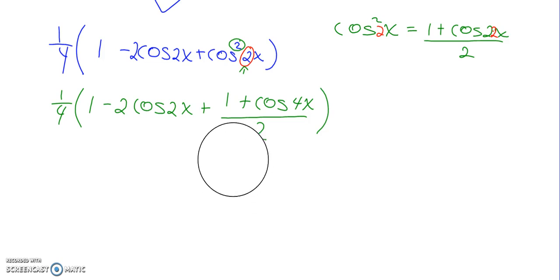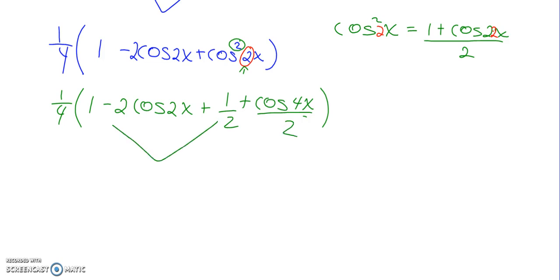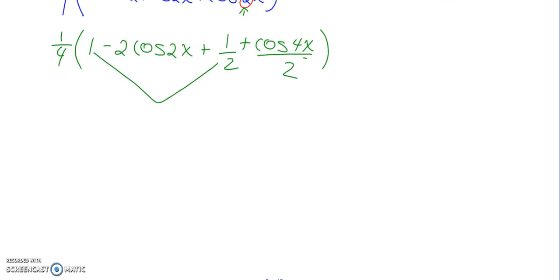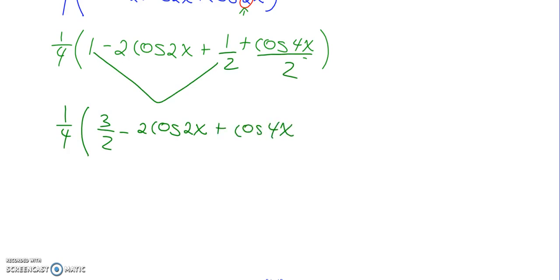And we could simplify just a hair, and what I mean by that is I could put this over 2 and this over 2, only because it gives me a few like terms, and we could say 1/4 parentheses, that's going to be 1 plus a half, that would be 3 halves minus 2 cosine 2x plus cosine 4x over 2. One little parenthesis there to make it completely correct.